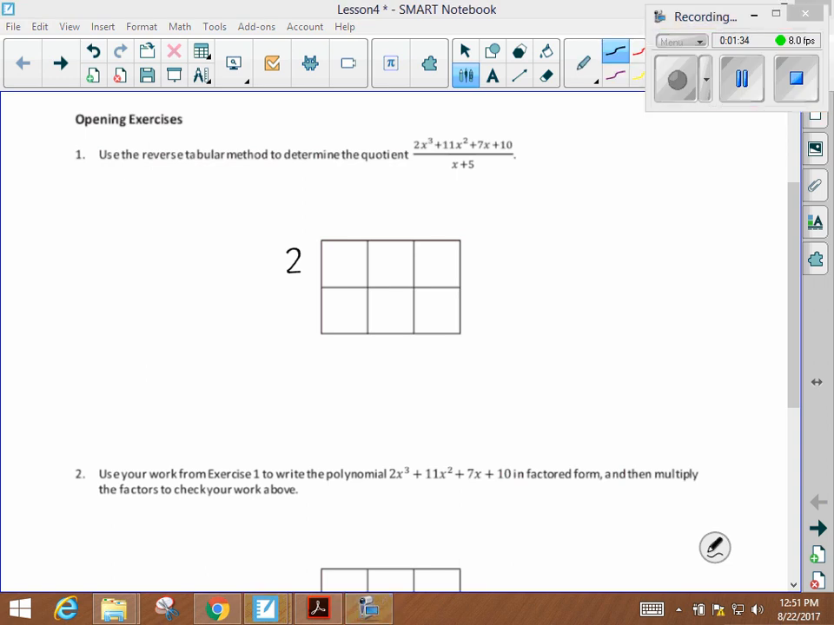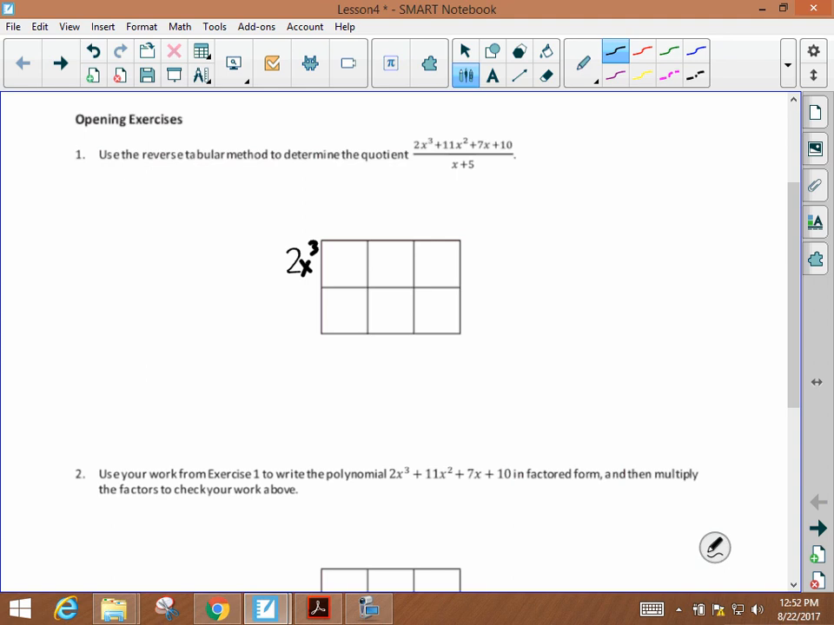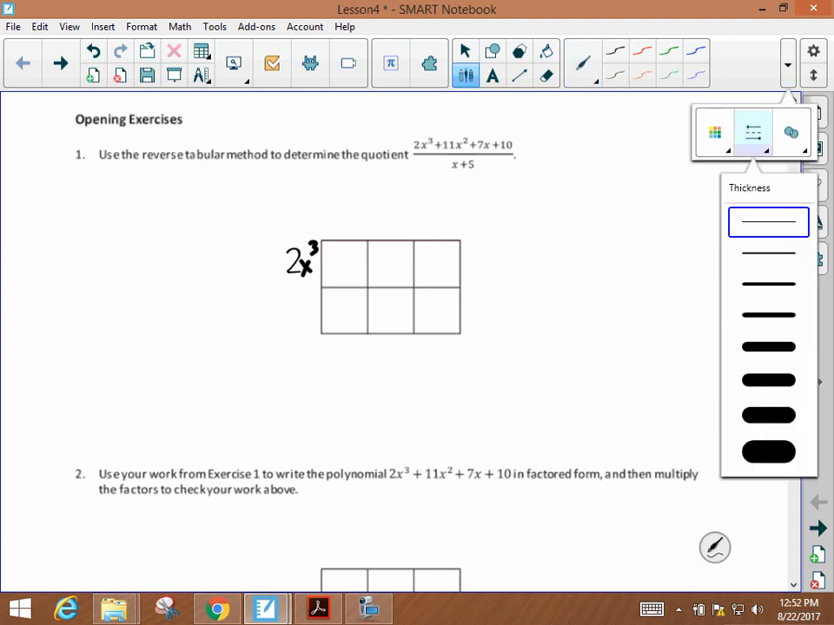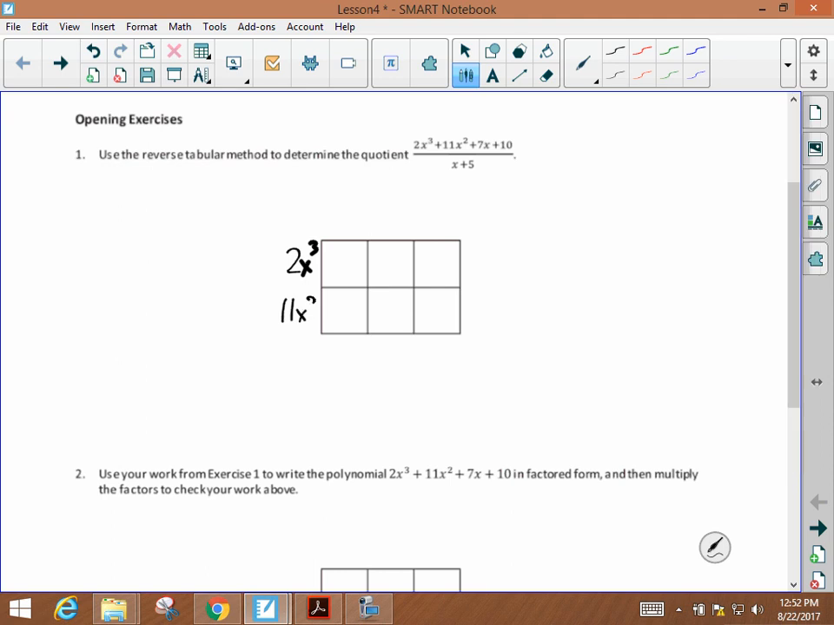We have 2x cubed here. We're going to put our 11x squared here. 7x will go here. And the 10 here. So that's where we put our numerator, or our dividend. Our divisor, or our denominator, we'll go there, right? And what we're trying to figure out is what would we multiply times x plus 5 to get 2x cubed plus 11x squared plus 7x plus 10, right?